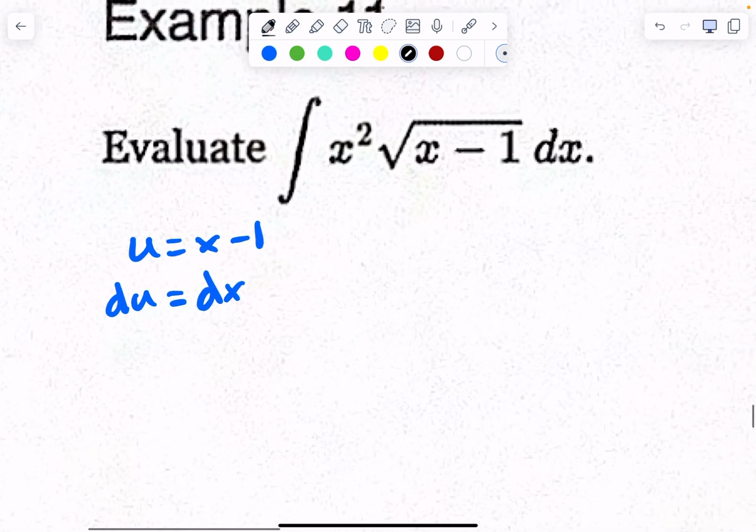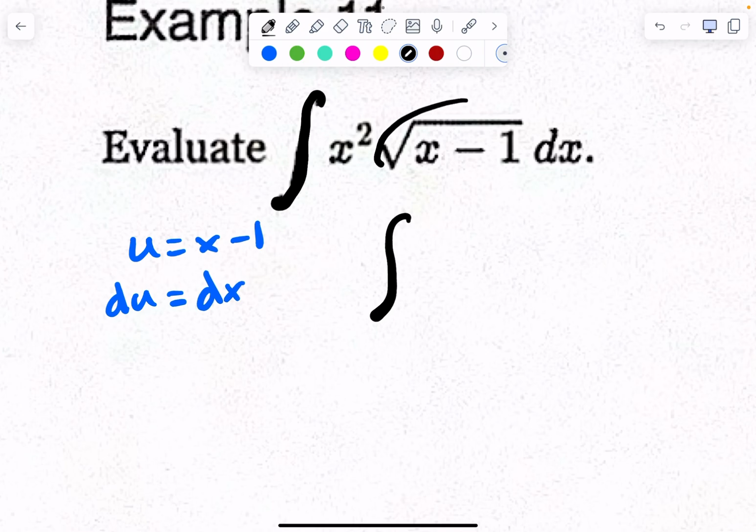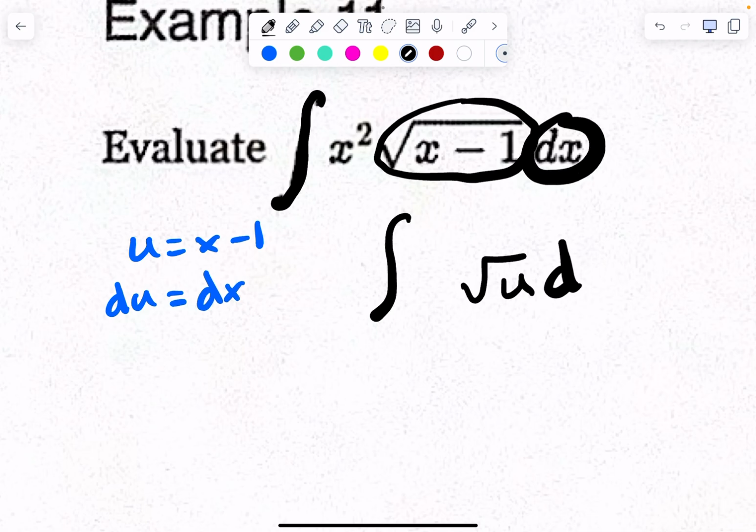Okay, so now let's start to substitute. Integral symbol. This guy right here is the square root of u, x squared, and then dx gets replaced with du. Except we've got an x squared here that we need to do something with, and I can't leave it. This guy right here needs to be written in terms of u, right?